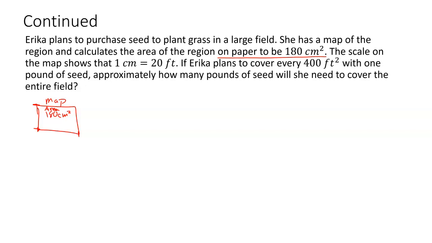All right, the scale on the map shows that 1 centimeter equals 20 feet. Okay, so there's a ratio, 1 to 20. Now she plans to cover every 400 feet squared with 1 pound of seed. How many pounds of seed will she need to cover the entire field?